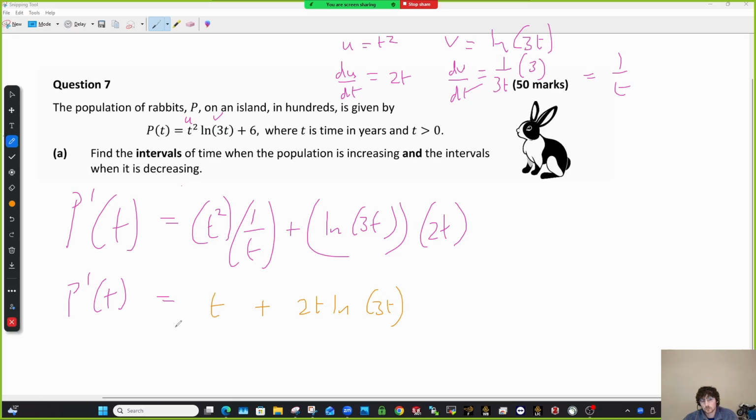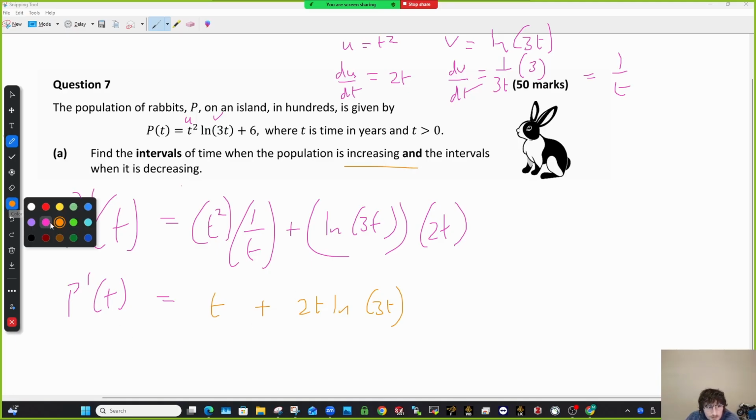So yeah, I'm just going to pause now, make sure I have all the calculations done correct before I go hammering into this. Okay, yeah, that's all good there. So let's get cracked into it. So we'll do when it's increasing first. As I said, when p dash t is greater than zero, we're looking at the increasing scenario. So let's work out when that happens. So we go t plus 2t ln 3t. It's basically an algebra question from here out. So when is this thing greater than zero?